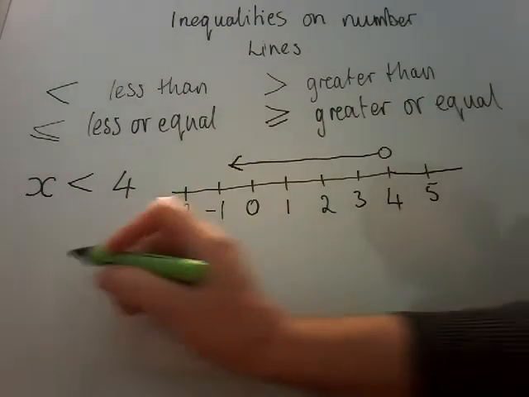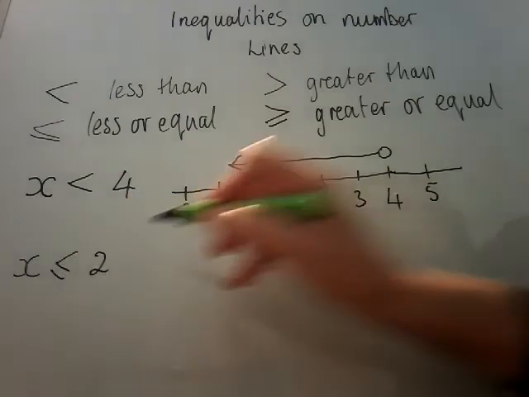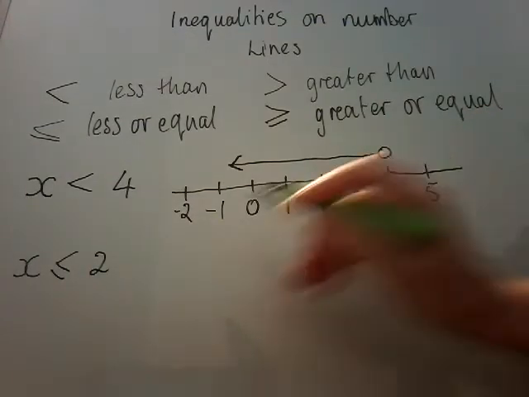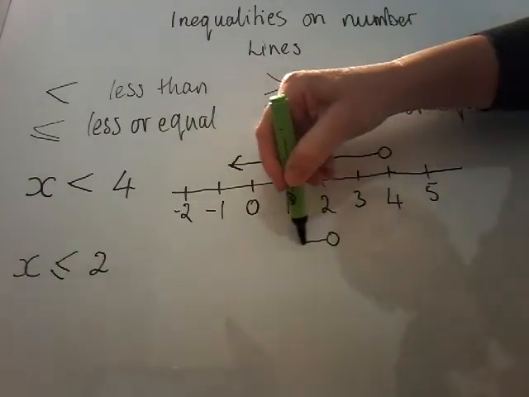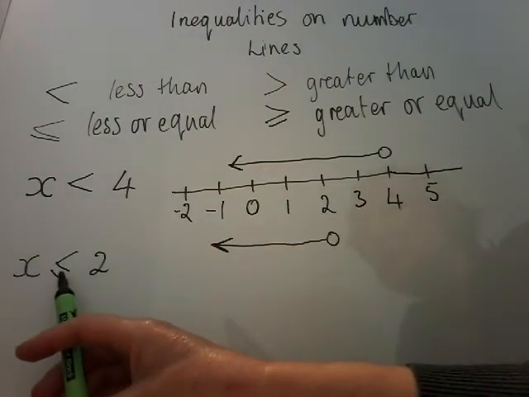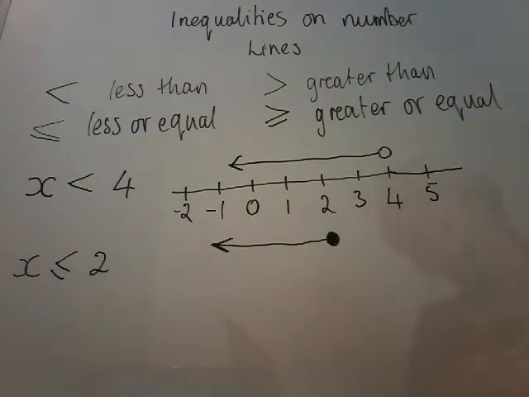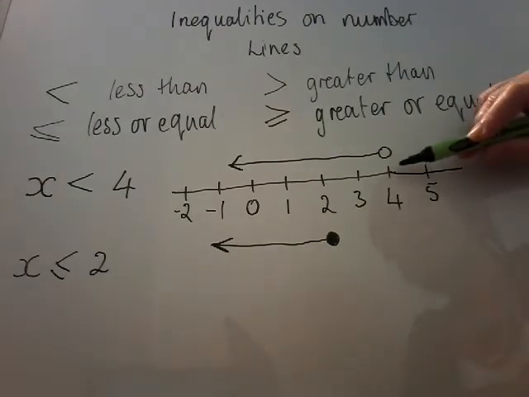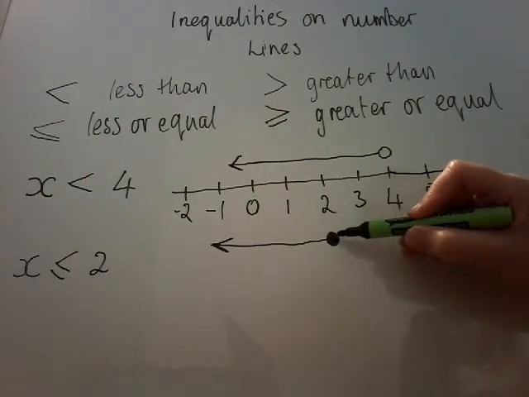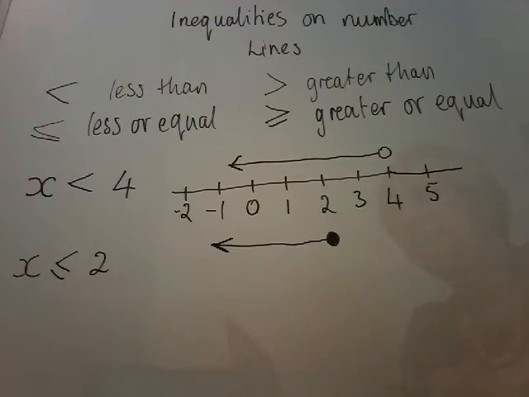Okay, so how would I show x is less than or equal to 2? Well, for that one, I would have to draw my circle at 2, and x can be any number less than 2. So my arrow goes to the left there. But this time, to show the fact that it also could be equal to, I do a filled in circle. Okay, so this one means it can't actually be equal to 4, and you use it when there's not a double line. This one means it could also be equal to 2, so you show a double line there, and that's where the filled in circle happens.